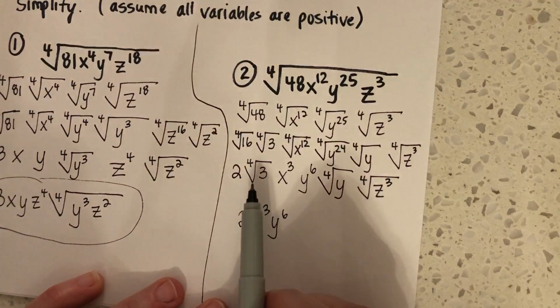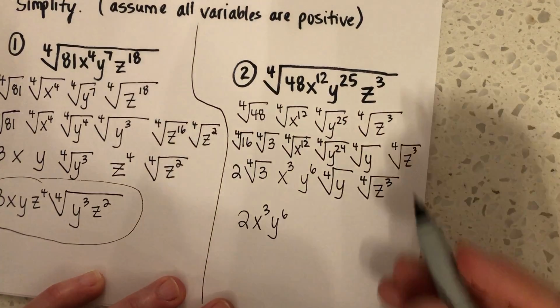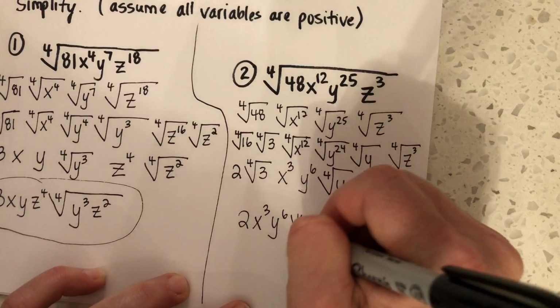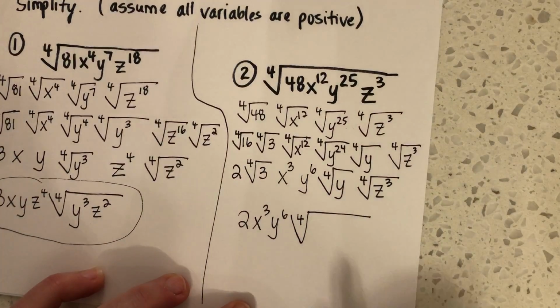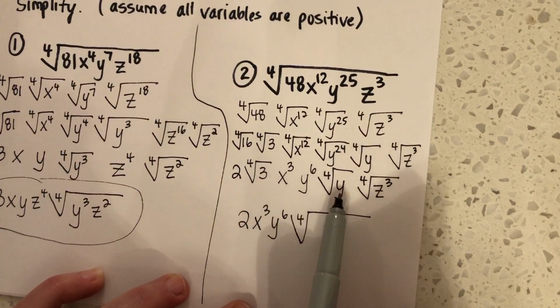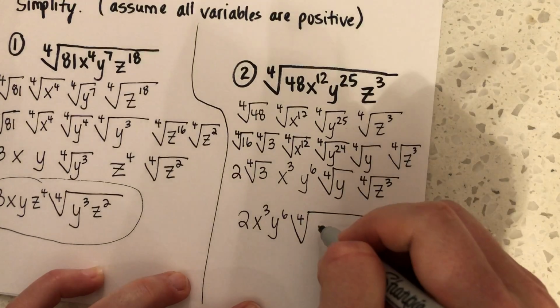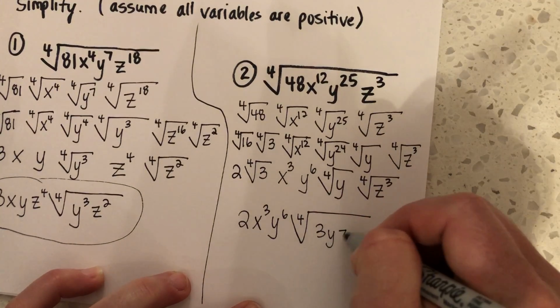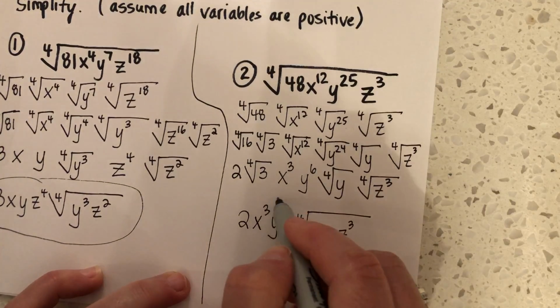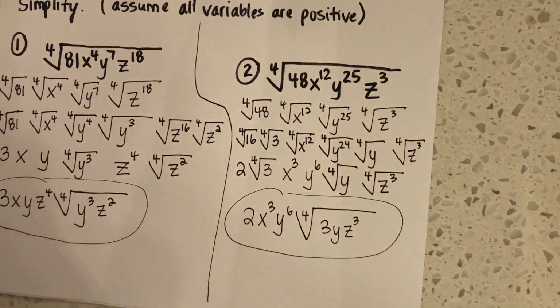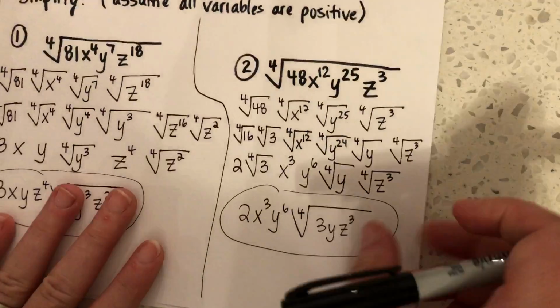And then anything that is still under a fourth root radical, we're going to multiply it together and stick it under one fourth root. So that's going to be 3 times y times z to the third. And there is your simplified answer. Okay, so that's fourth roots. Now we're going to do fifth roots, and we're going to call it a day.